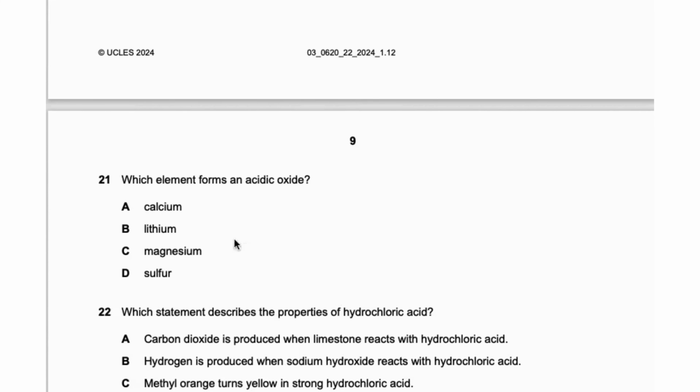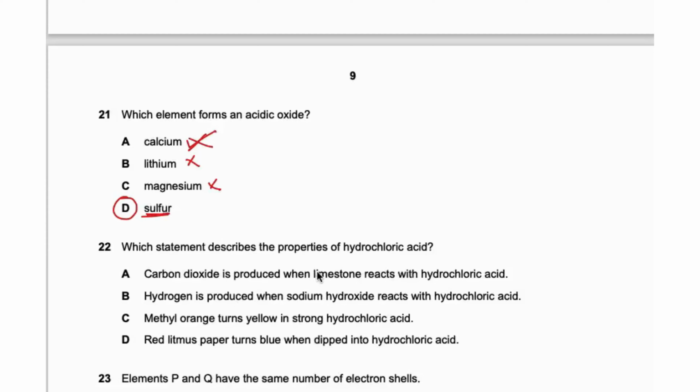Question 21. Which element forms an acidic oxide? Calcium, lithium, magnesium, sulfur. We know that metals form basic oxide, non-metals form acidic oxide. Calcium is a metal, it will form basic oxide, so it is wrong. Lithium will form basic oxide, it is a metal. Magnesium will form basic oxide, it's also a metal. Sulfur is a non-metal, it can form acidic oxide. This is the right answer, 21D.